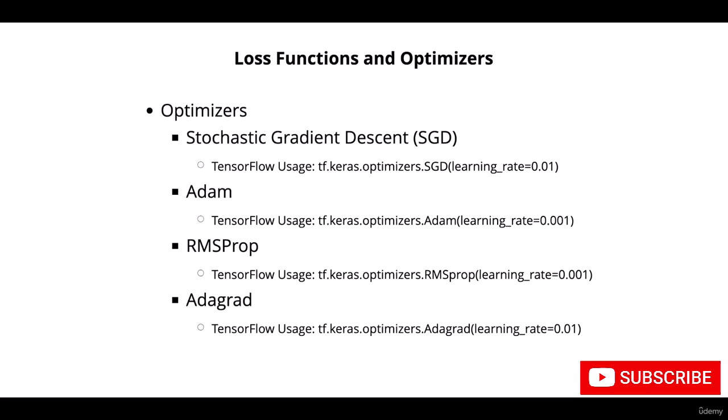AdaGrad, adaptive gradient algorithm. That's AdaGrad. It adapts the learning rate for each parameter based on the historical gradients of that parameter. It allocates more learning to less frequently occurring parameters. TensorFlow usage is tf.keras.optimizers.Adagrad, learning rate of 0.01.